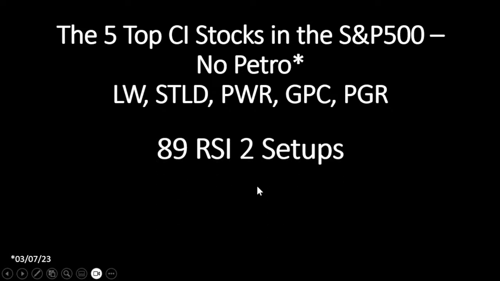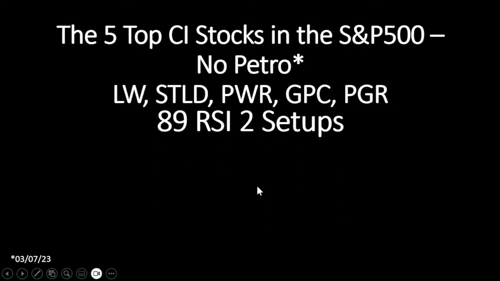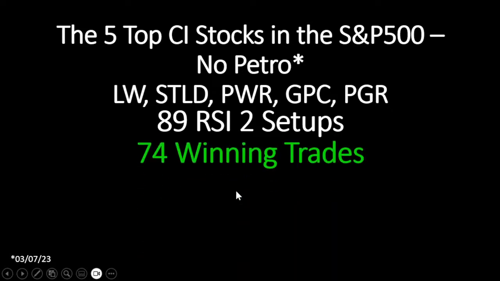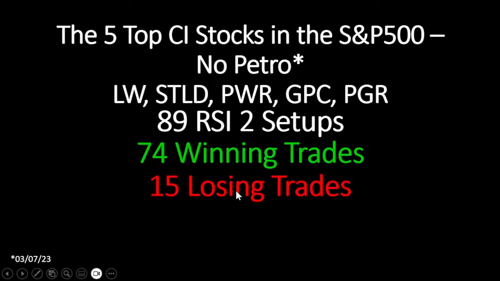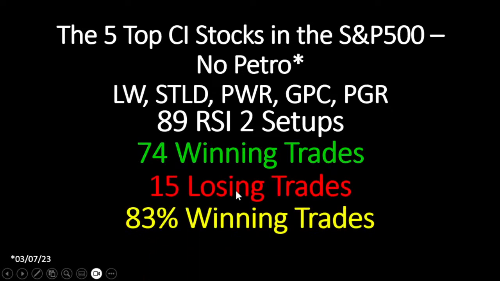Across all 5 stocks, there were 89 RSI2 setups across all five, not 89 apiece. Across all five, 89 RSI2 setups, 74 winning trades, only 15 losing trades. That's right around an 83% winning trade percentage. So this is a much more empirical, systematic methodology on how to trade the RSI2, as opposed to, hey, here's a stock, guys, and here's the results, like I just did with Procter & Gamble.